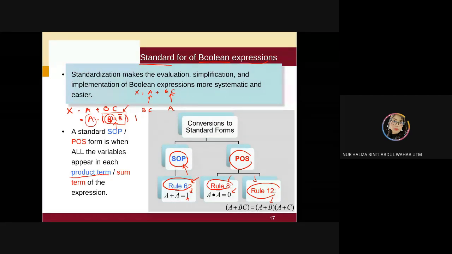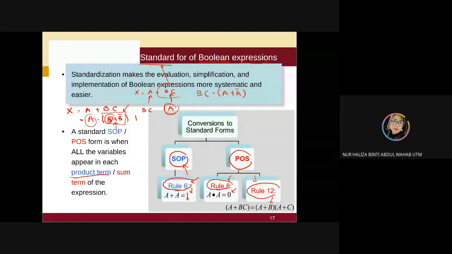So, okay, I'm going to show you a very simple one. I want to make this standard. I'm missing A only. How am I going to get the standard? I'm going to multiply BC with A plus A bar.